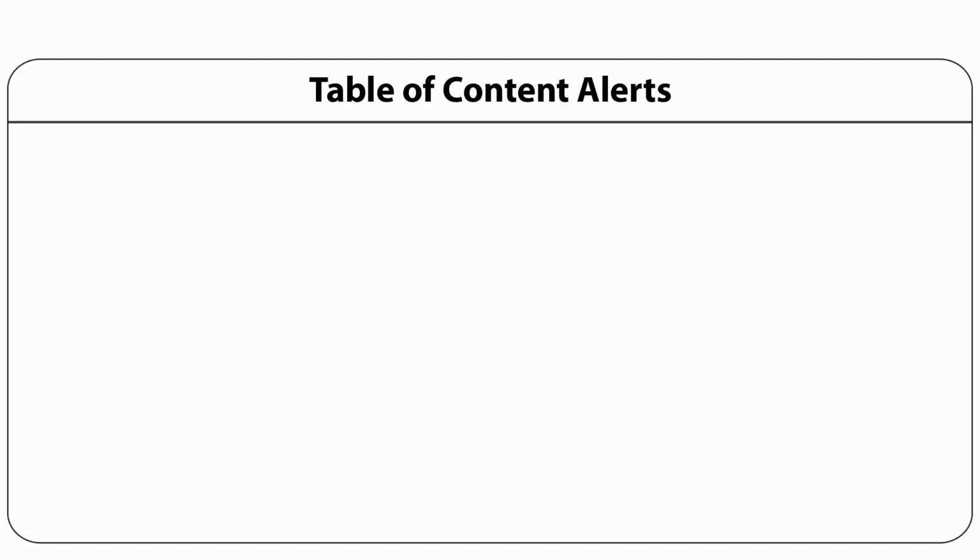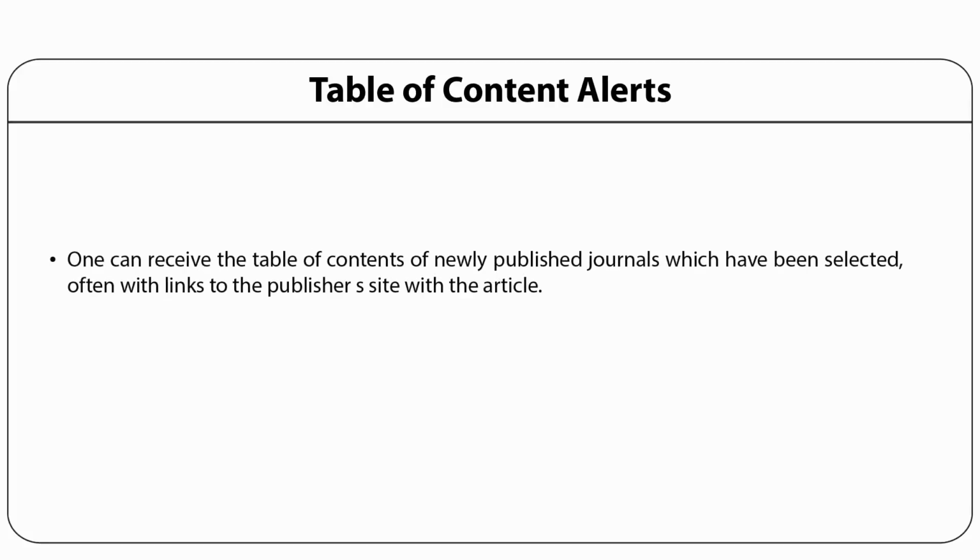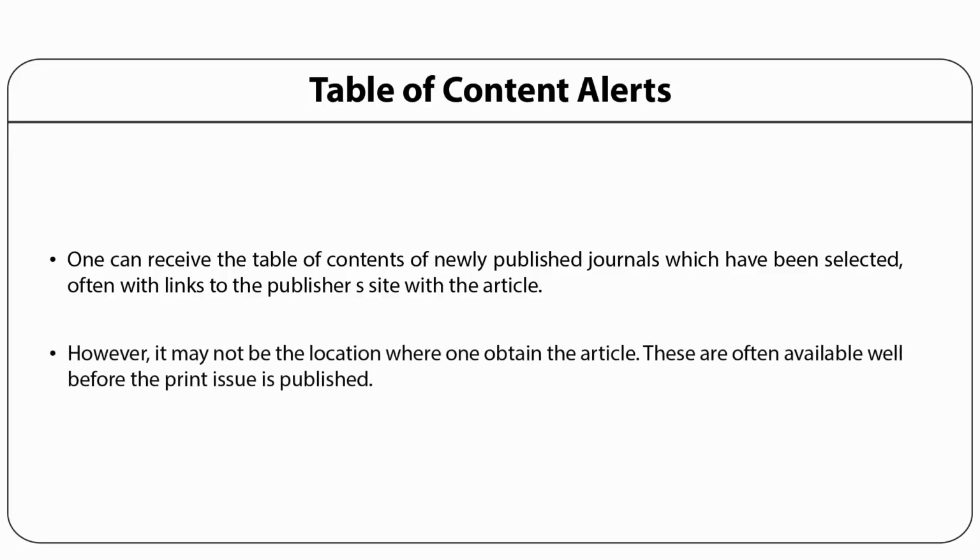Table of content alerts. One can receive the table of contents of newly published journals which have been selected, often with links to the publisher site with the article. However, it may not be the location where one obtains the article. These are often available well before the print issue is published.